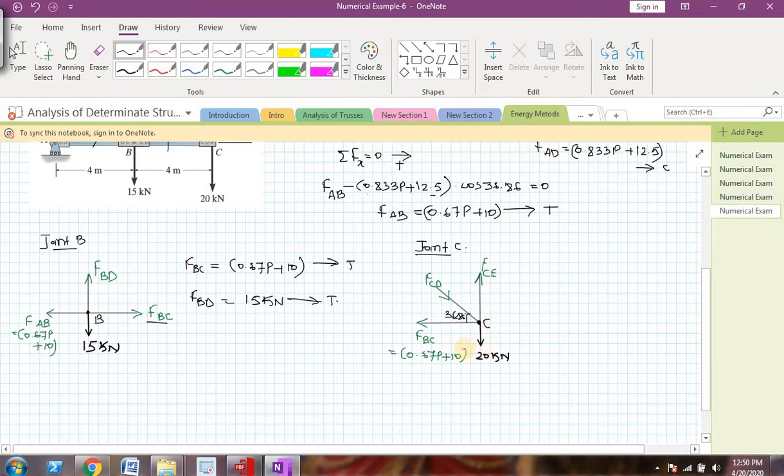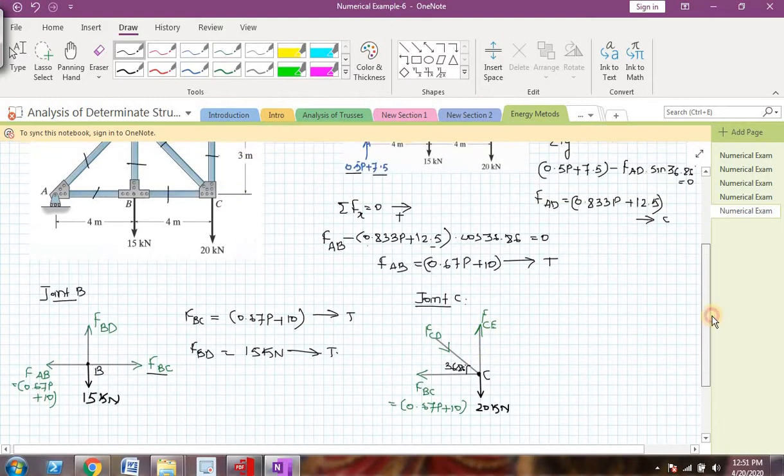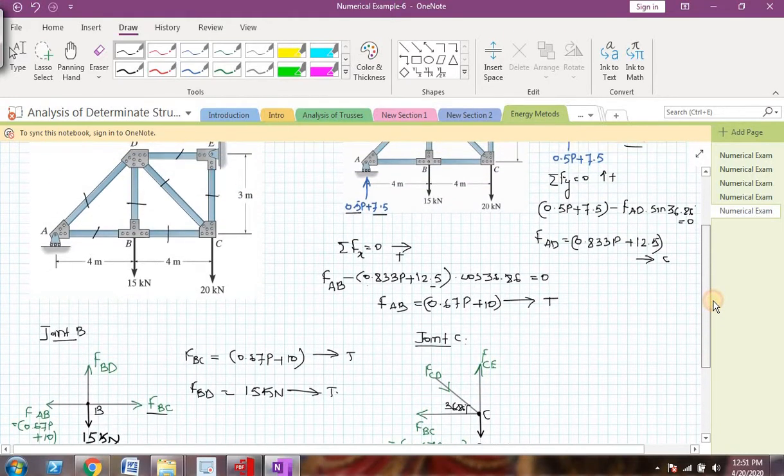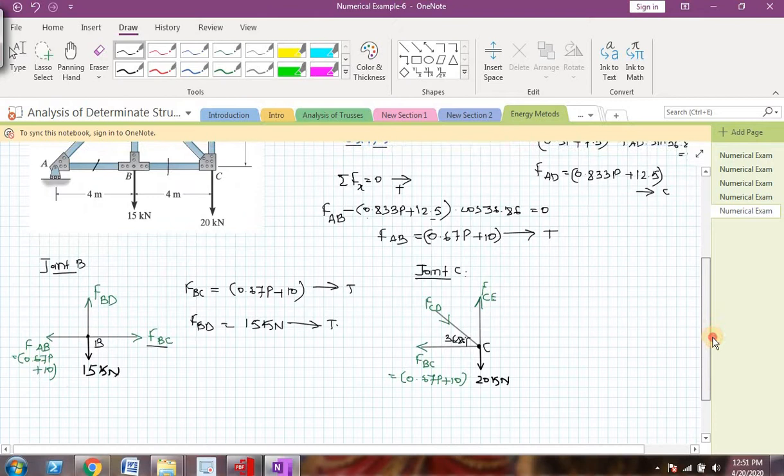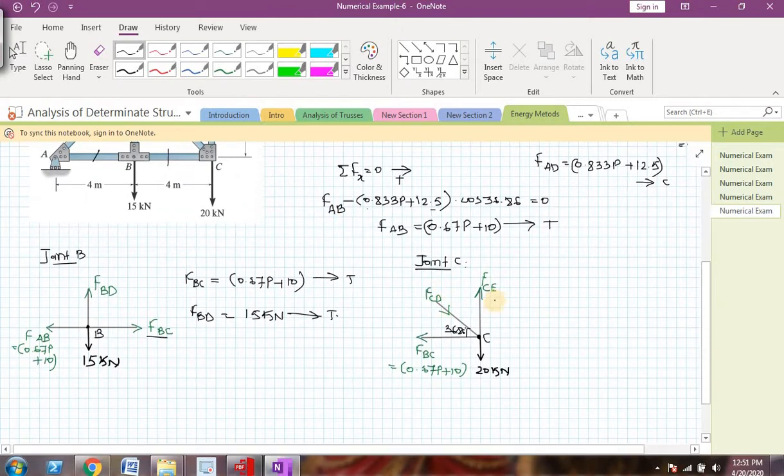At C we can see that there is a load of 20 kilonewtons, and the force in the member BC is already known to us, which is tensile of 0.67P plus 10. Force in the member CE, I am assuming it as tension, and force in the member CD also I am assuming it as a compressive force, and this angle is 36.86 degrees. Let us start with the first equilibrium equation.